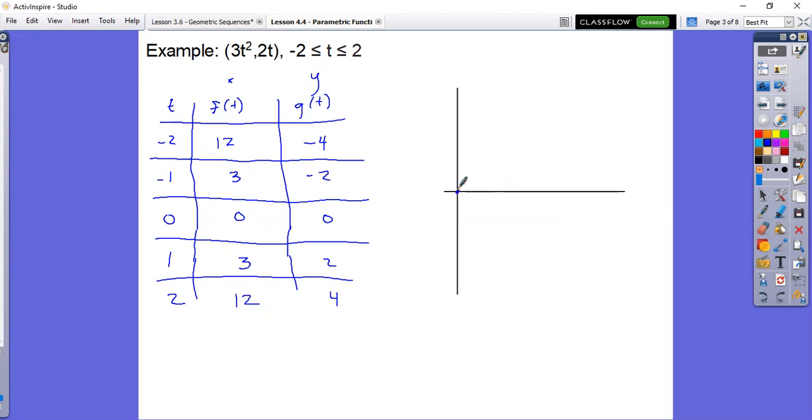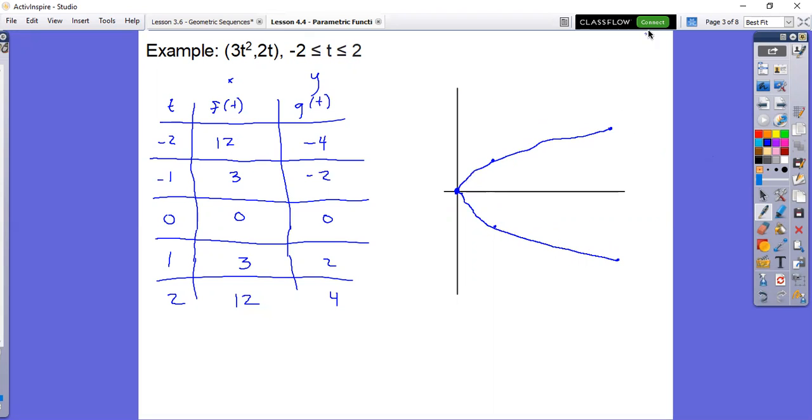I'm going to start here. I notice I have a point at (0, 0). I have points at (3, -2) and (3, 2). And I also have points at (12, 4) and (12, -4). If I look at what this function actually looks like, it looks like a parabola. So this is an example of a parabola defined with a parametric function. I also notice this says -2 is less than or equal to t, which is less than or equal to 2, so this would be the entirety of this function. It would be a portion of a parabola.